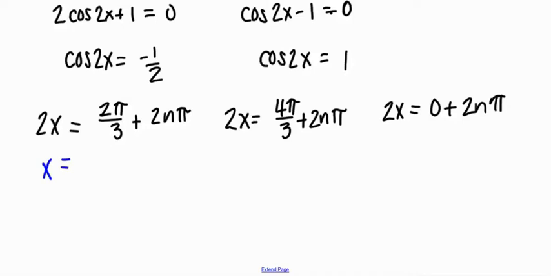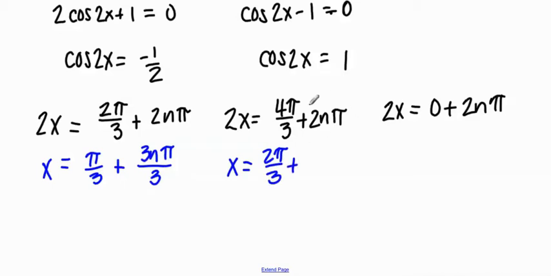This first one will become x equals pi over 3, plus, when I multiply by 1/2, I will end up with n pi, but giving myself a common denominator, I'll make it 3n pi over 3. Same thing here, when I multiply through by 1/2, x will equal 2 pi over 3. When I multiply 2n pi by 1/2, I end up with just n pi, but I want a common denominator, so I will make that 3n pi over 3. And then this last one, x is simply going to be 0 plus n pi.